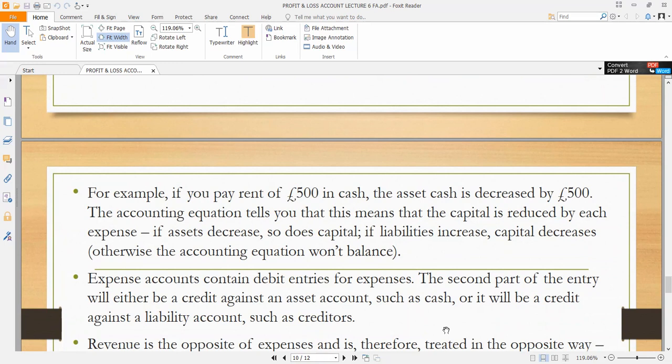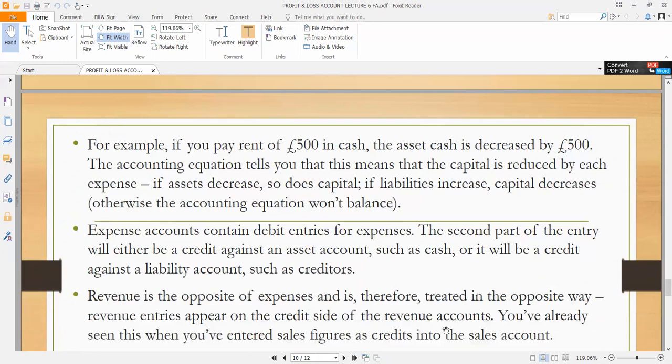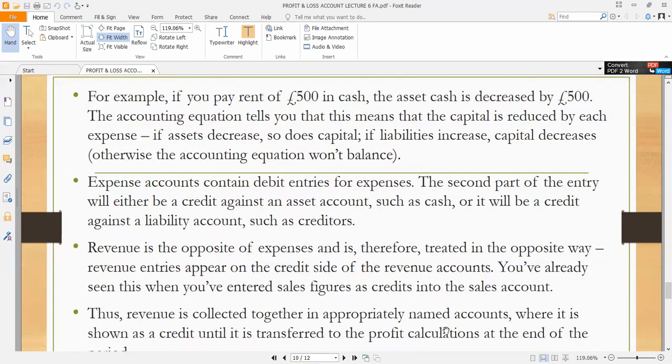Very simple concept. Now, expense accounts contain debit entries for expenses. This is just a repetition of things that we've been talking about, just for emphasis, so that it can sink in and you are able to understand. The second part of the entry will either be a credit against an asset account, such as cash, or a credit against a liability account, such as creditors.